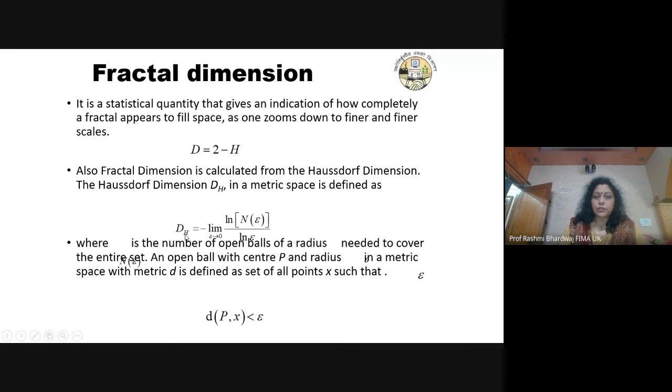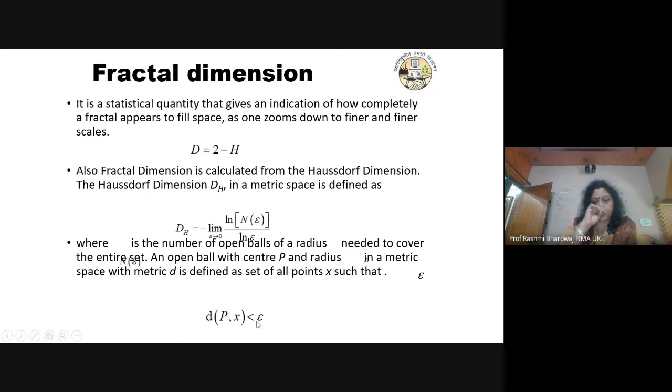It is also denoted as Hausdorff dimension based, which is nothing but log of N epsilon by log epsilon, limit epsilon tends to 0, where this N epsilon is the number of open balls of radius epsilon needed to cover the entire set, such that we are plotting these open balls such that the d of p, x is less than epsilon.